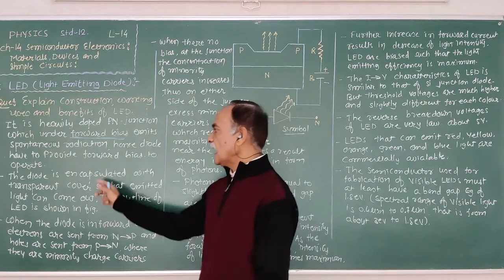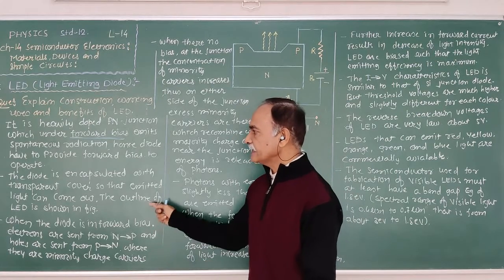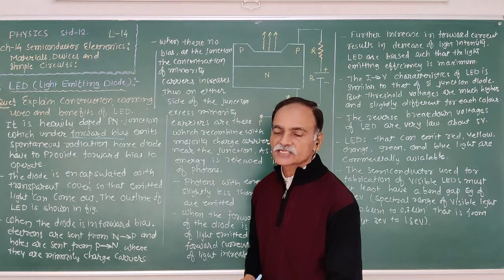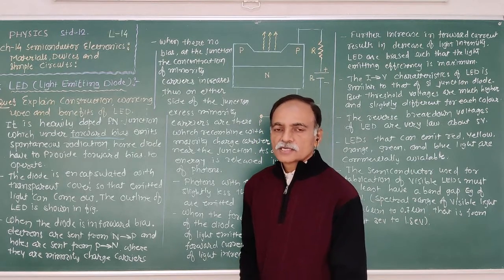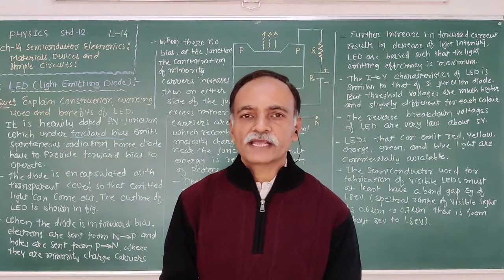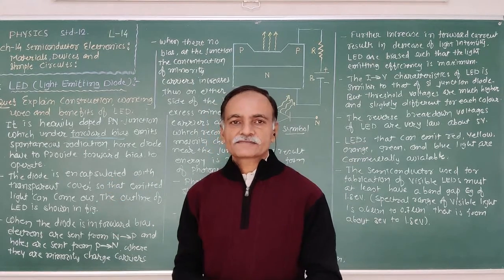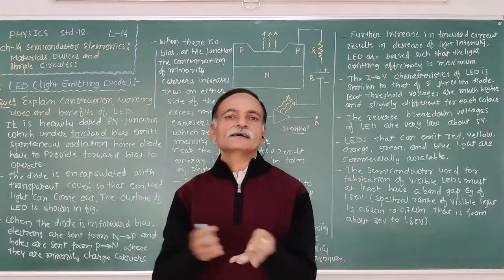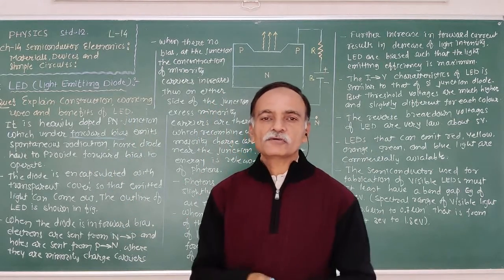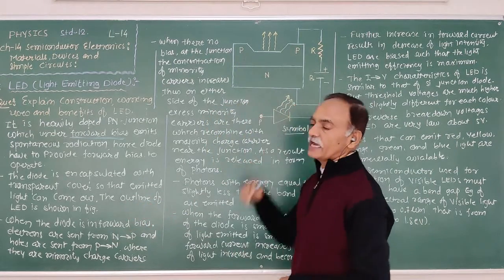Okay. The diode is encapsulated with a transparent cover so that the emitted light can come out, and the outline of the LED is shown in the figure. So the entire PN junction diode working as a light emitting diode is encapsulated by a transparent cover. As a result, the light is gathered and comes out from the diode. So the construction of the light emitting diode is shown in the figure.